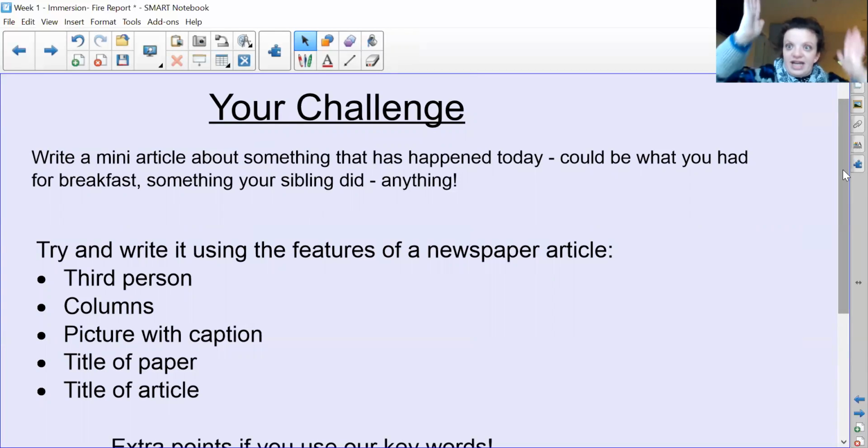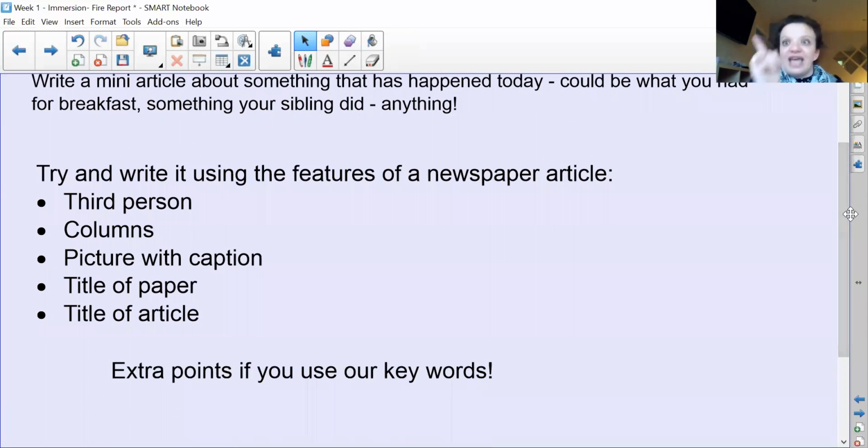Columns, so we're going down, and we're going down another column and another column. Picture, but we have to label it and we have to have a caption. Title of the paper and title of the article. And if you can use photographs, that would be even better, because we have cameras and we have phones, so we can put photographs in, and headlines to be big and bold. And extra points if you can use any of the key words we spoke about at the beginning of the lesson.